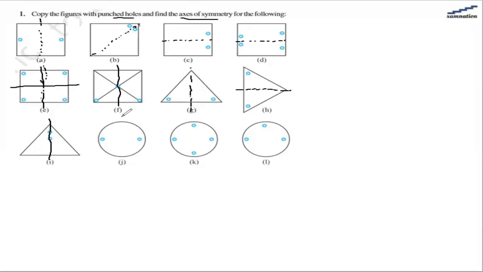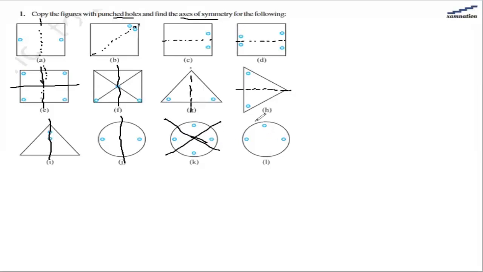In the next one, we can draw the axis of symmetry like this. This divides the circle into two equal parts. In the next part, we can draw the axis of symmetry like this, and this divides the circle into two equal parts. However, we can also draw it like this. Both of these are correct, and they divide the circle into two equal objects.